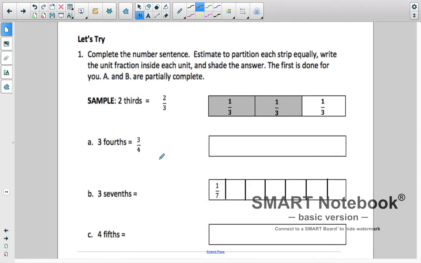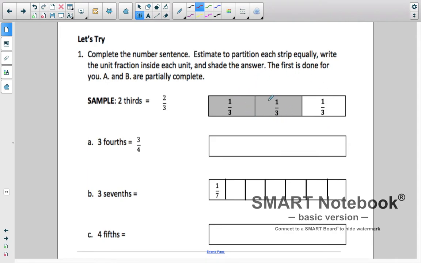All right. Now it says, let's try. It says, complete the number sentence. Estimate to partition each strip equally. Write the unit fraction inside each unit and shade the answer. The first is done for you. A and B are partially complete. So let's look at the sample.